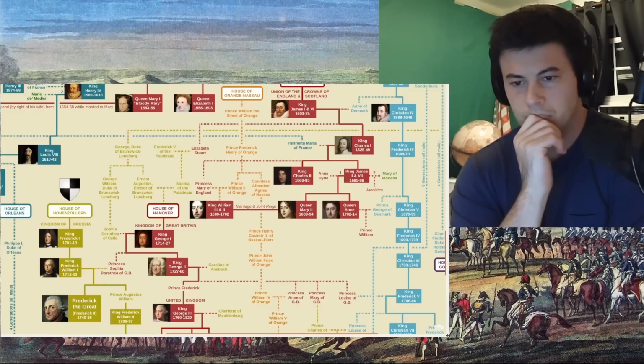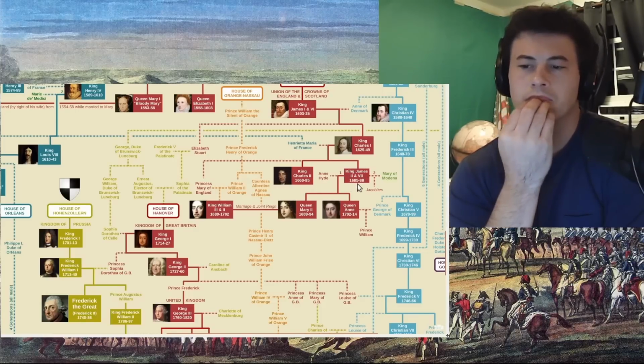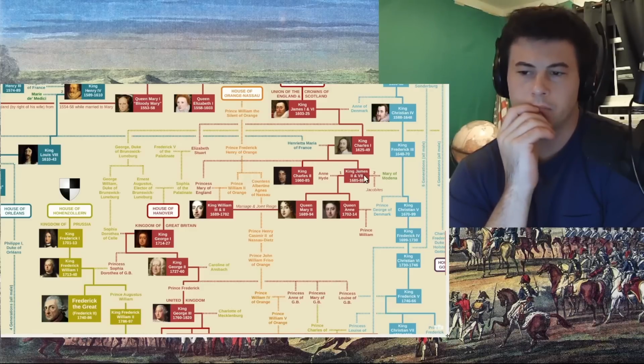But then an interesting series of events occurred. Charles II died without an heir, making James II king. James II had converted to Catholicism after marrying his second wife, and then they eventually had a son who became heir to the throne.